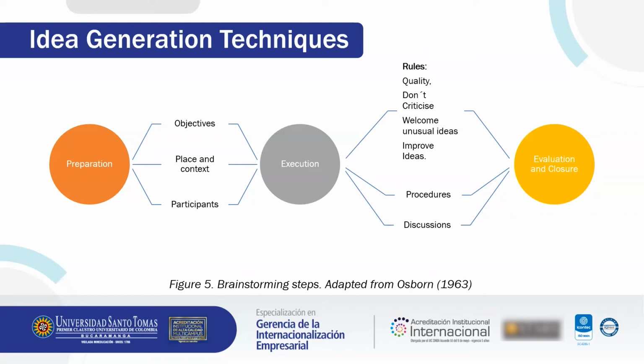A simple form to develop a brainstorming requires a preparation step before starting with ideas generation, where it is needed to define the goal of purpose, identify the actors, decide and organize the right place and context, choose a facilitator, and prepare the questions. Another step is the execution, where it is relevant to clarify the rules, procedures, and debate. Finally, evaluate and close the brainstorming session, organizing the promising ideas.